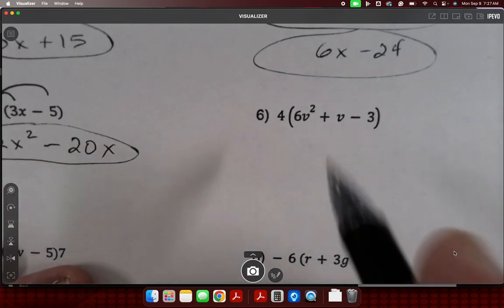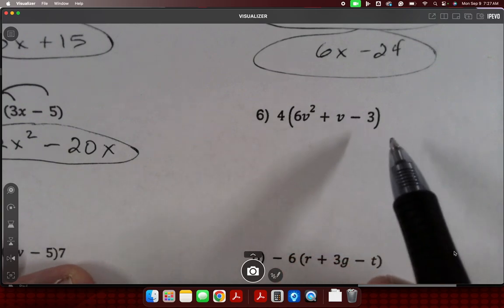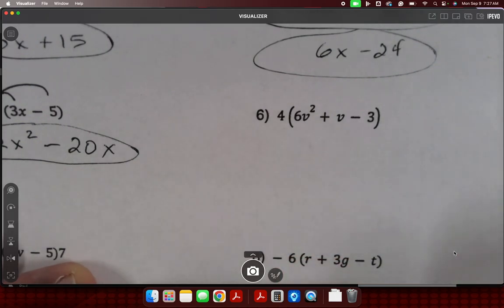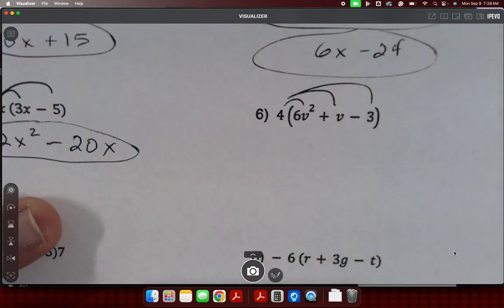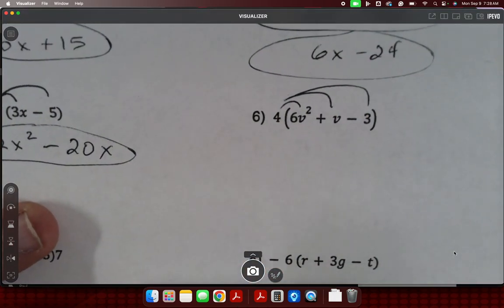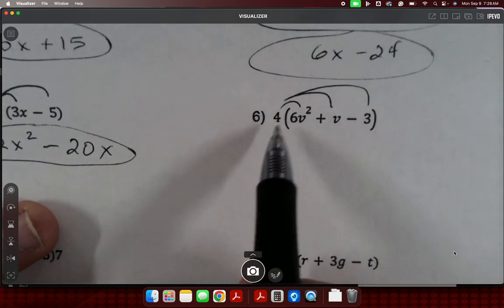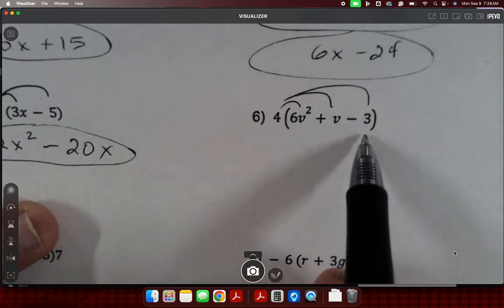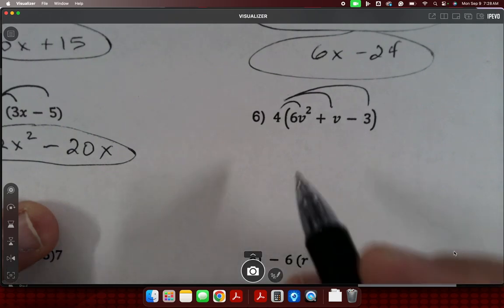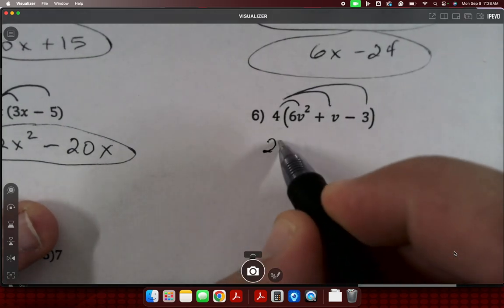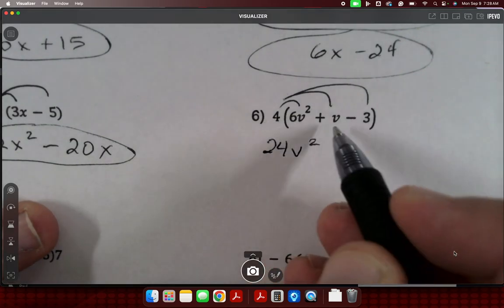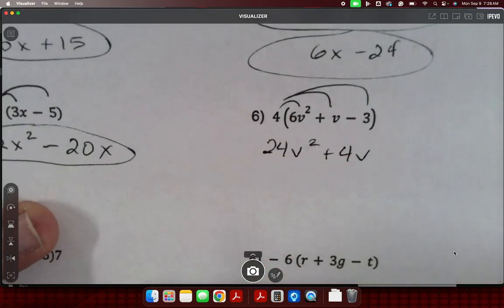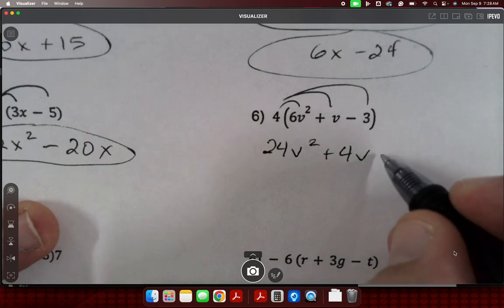Okay, number 6, this time we have 3 terms inside. We still do the exact same process. We just multiply every term inside by 4. So we will have 3 terms in our answer, but that's the only difference. The rule is still multiply everything on the inside by what's on the outside. So 4 times 6 is 24, and we keep the v squared. 4 times v is 4v. 4 times 3 is 12.